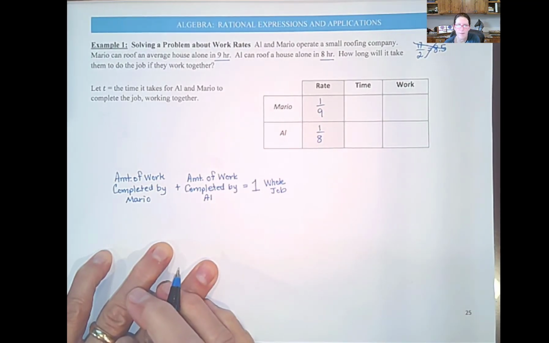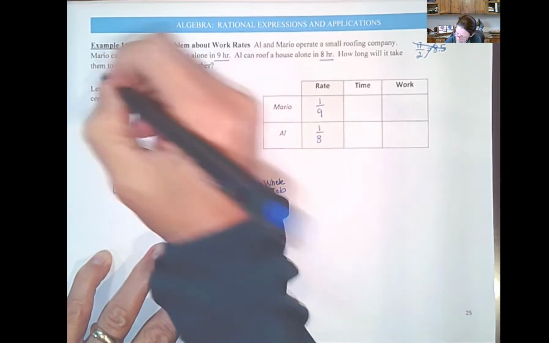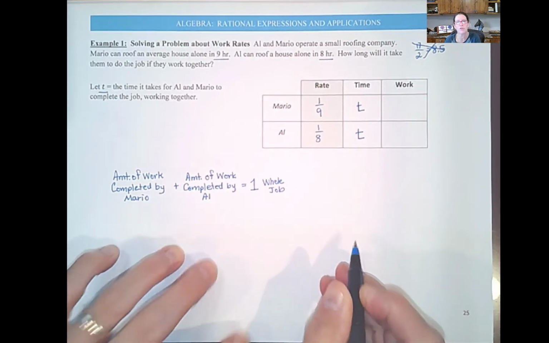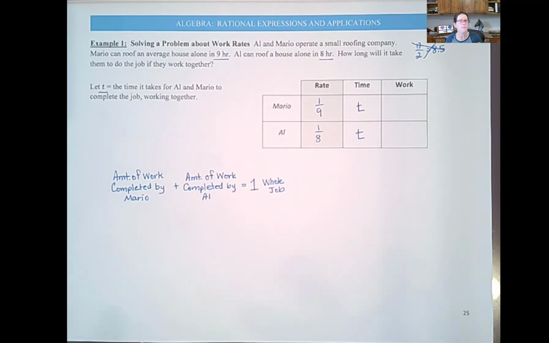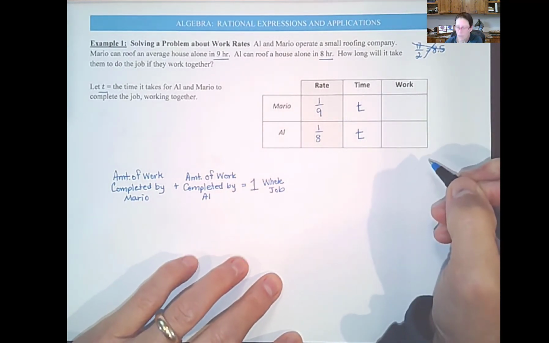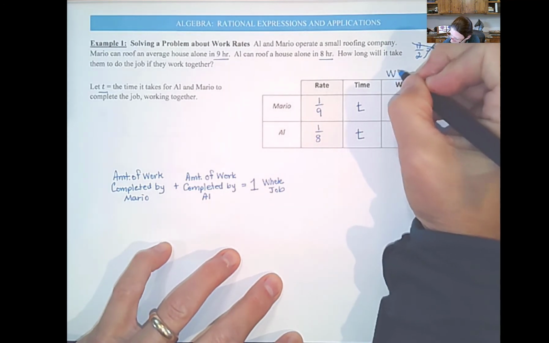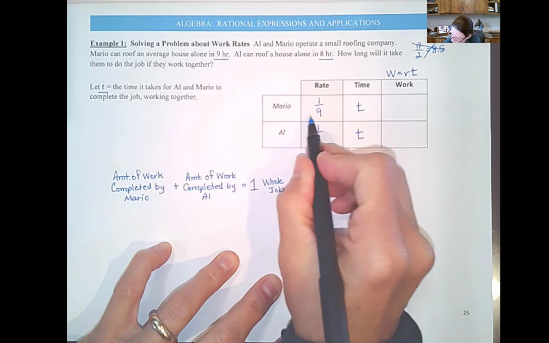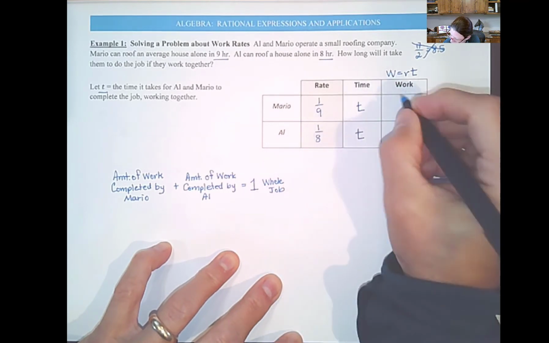Let's get the rates in there. We've let T equal the amount of time working together. That's T for both of them because they're going to start and stop together. So the amount of time is the same for both. Remember that work is equal to rate times time. So the amount of work done by Mario is 1/9 times T.